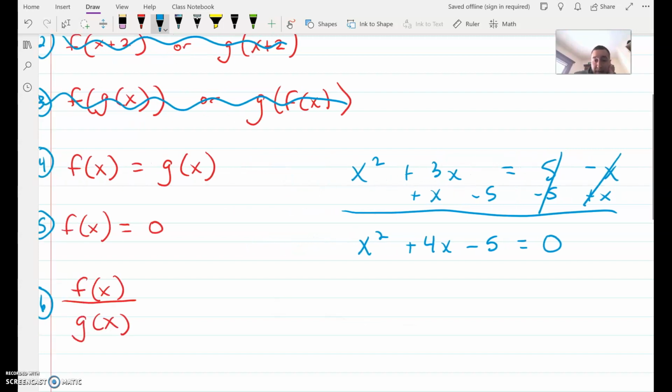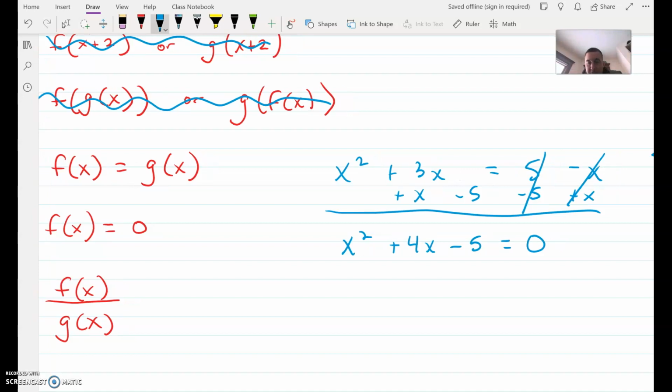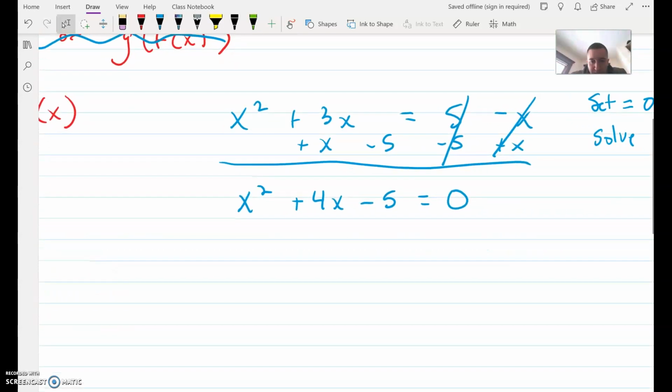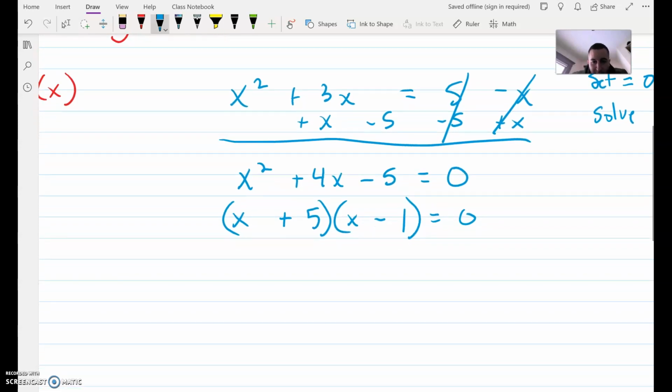And I don't stop because, look, it is asking me to solve. It has an equal sign. When is f equal to g? So I set them equal, and now I'm solving. How do I solve this? I do not square root. I don't move anything over. I have to factor. Factors of 5 that give me 4. Boom. Negative. I need a positive 4. So positive, negative. Booyah. So my two answers are x plus 5 equals 0, which gives me negative 5.